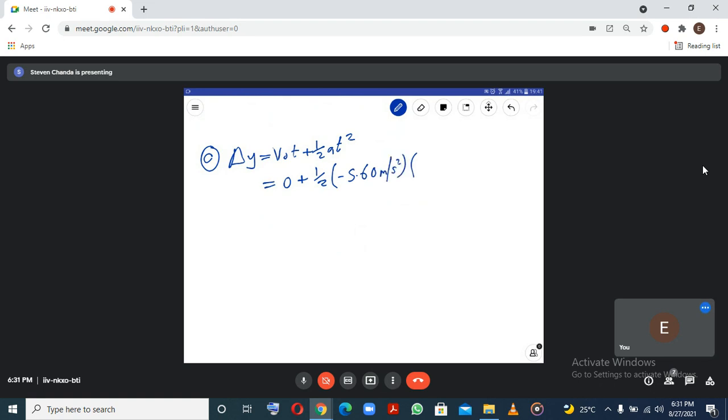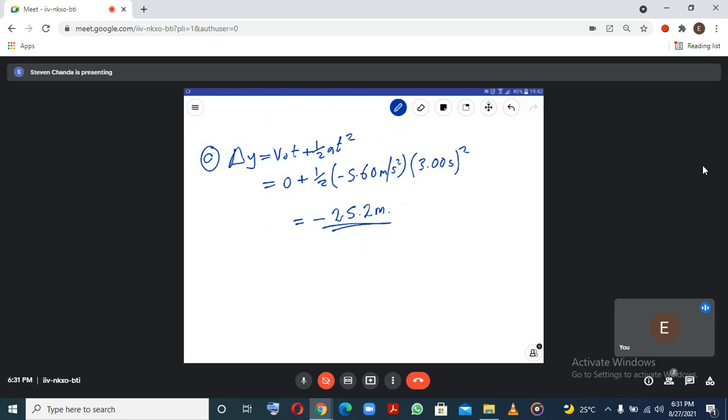The time they've told us is 3 seconds, which we have to square. So then we see that actually this fell, it's negative 25.2 meters. This negative just shows that it was falling where? Downwards. That shows that it was falling downwards.